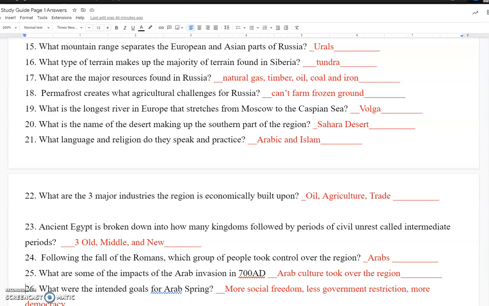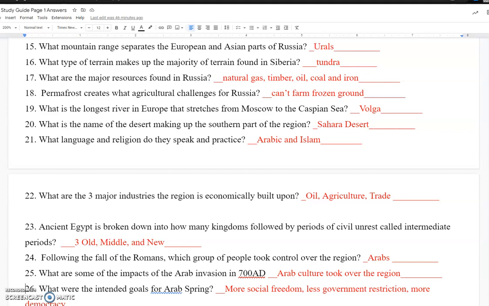So we're moving into unit number 3. We're starting to talk about North Africa with this question. So that would be the Sahara Desert. 21, what language and religion do they speak and practice? Well, they speak Arabic. That's going to be the one that dominates most of North Africa, and the religion is going to be Islam.